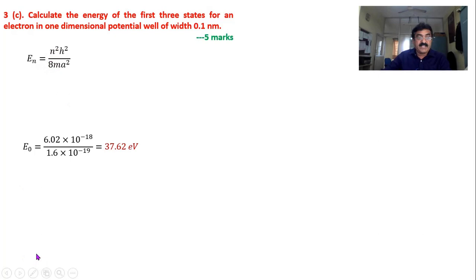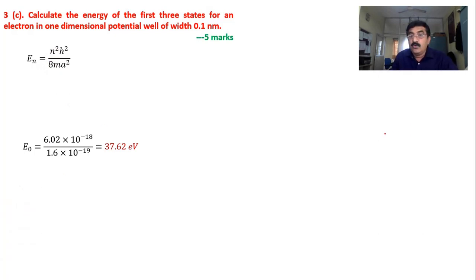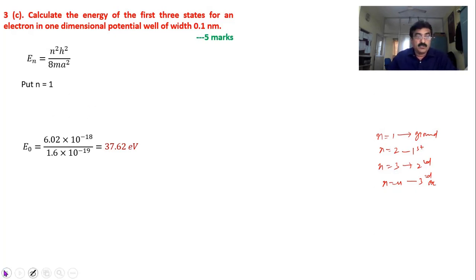Starting from 1, n cannot take 0 in fact. n always starts from 1. Okay, n can be 1, n can be 2, n can be 3, n can be 4, etc. So n is equal to 1 corresponds to ground state, also called 0 state. This is the first excited state, this is second excited state, third excited state, like that. So here is the equation. Substitute for n equals 1. As per the question I have to calculate the first 3 states, that is n is equal to 1, n is equal to 2, n is equal to 3.